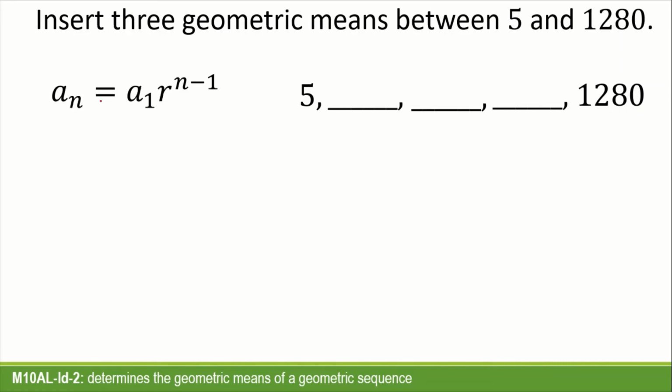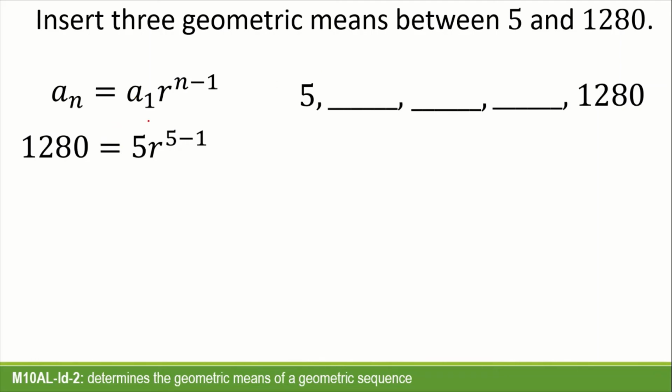Again, we have a sub n is equal to a sub 1 r raised to n minus 1. So, again, ang a sub n natin would be the last term of the given sequence, and that is 1,280. A sub 1 is the first term, and that is 5. R as is, kasi siya yung hahanapan natin ng value. At ang n natin ay 5, kasi ang position ni 1,280 ay ika-fifth term siya. So, first, second, third, fourth, fifth term siya. O kaya naman, pwede rin, bilangin nyo na lang kung ilan yung terms na nakapaloob dito sa sequence natin. So, 5. Pareho lang din naman yun.